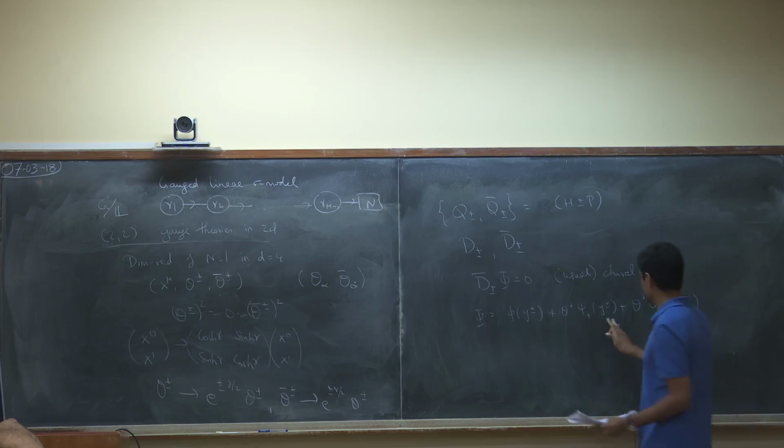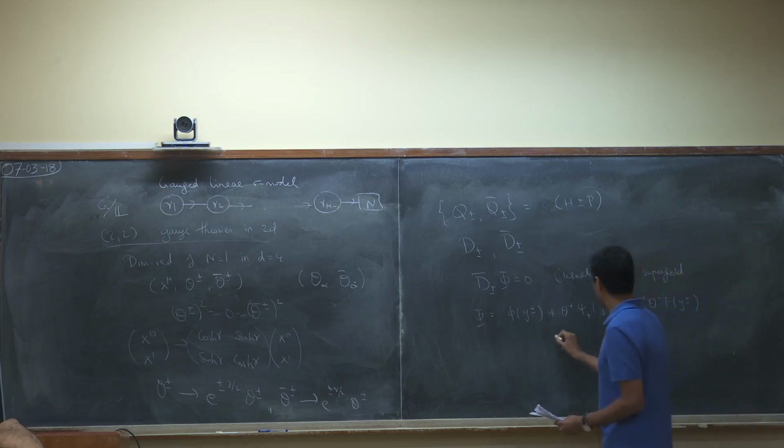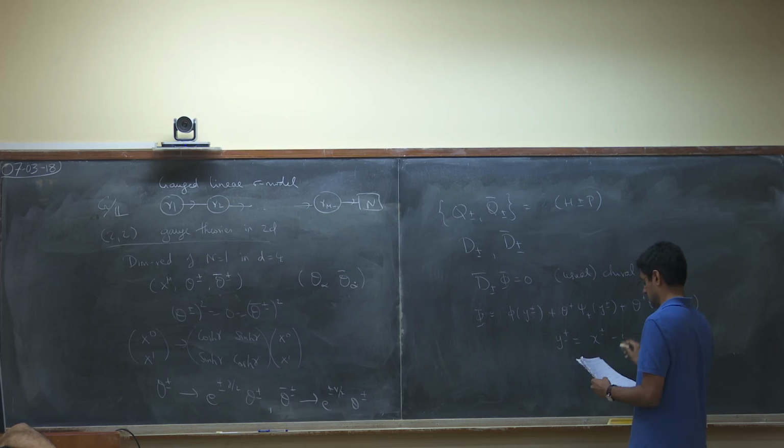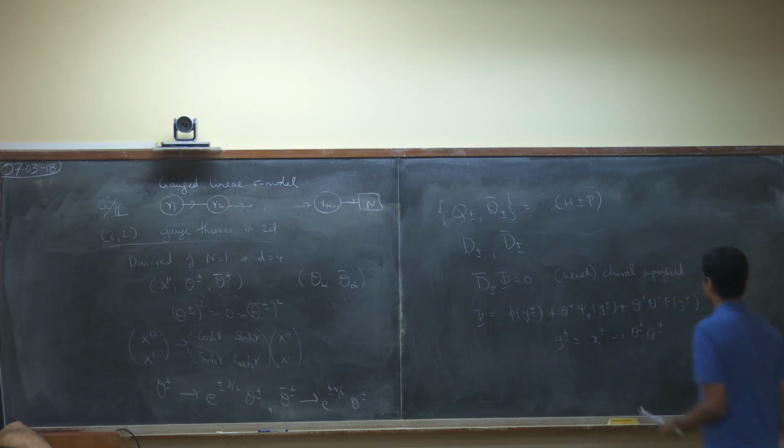So it depends on both y plus and y minus. So here these y's are killed by the D bar plus minuses. So I get these notations. So if you have a chiral field, the XLR symmetry is broken.